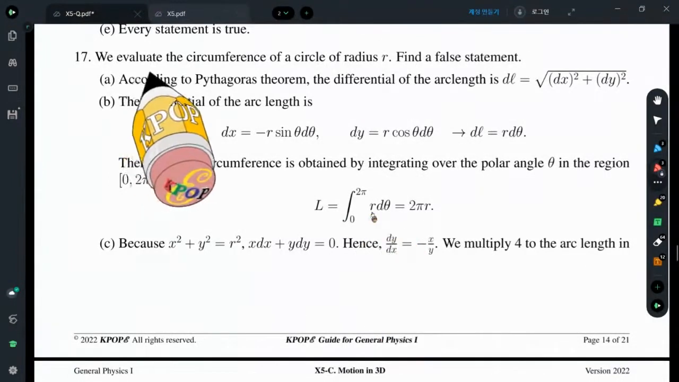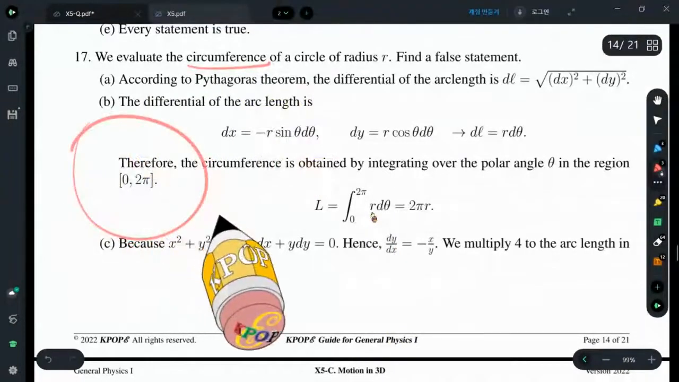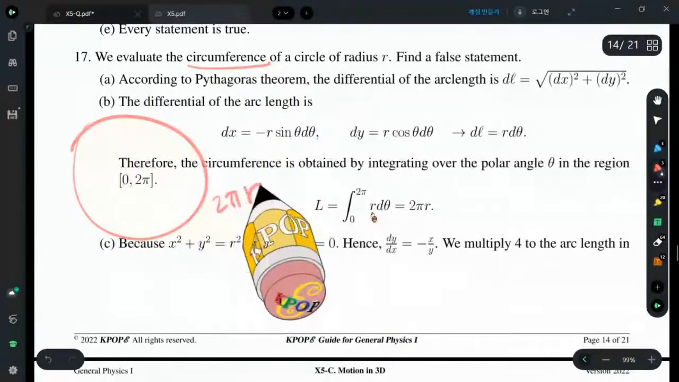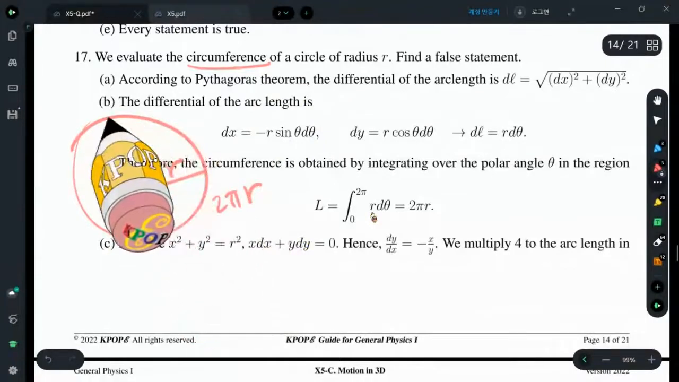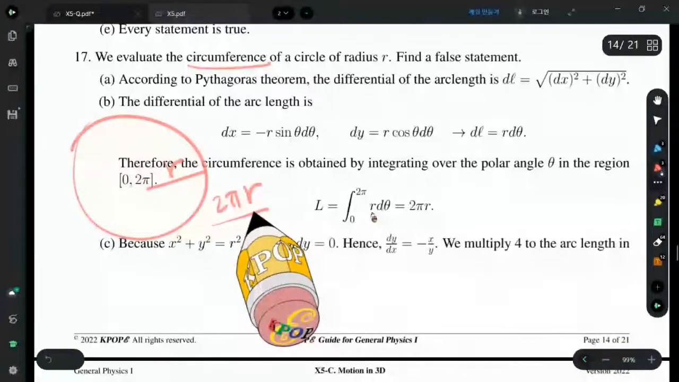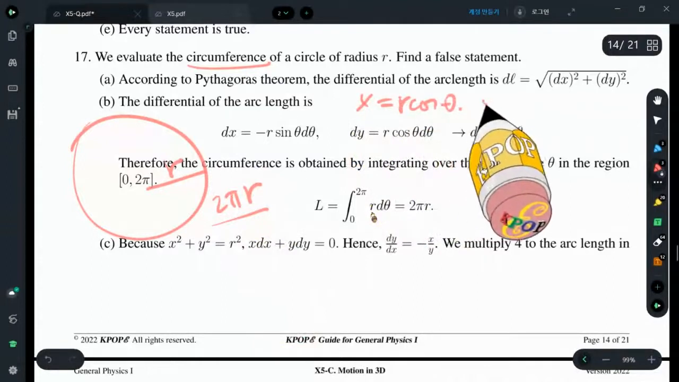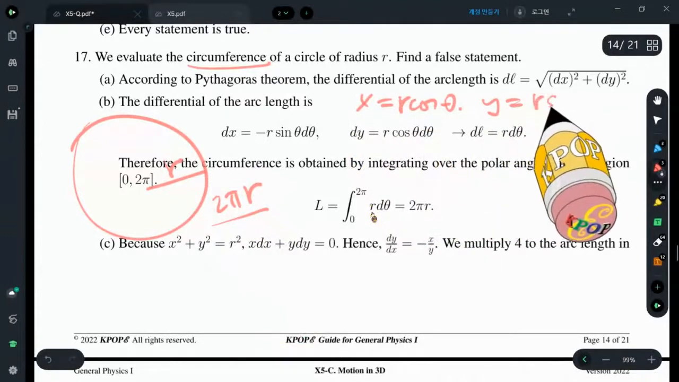Next, we evaluate the circumference of the circle. You memorize this, the 2 pi r. This radius is r. The circumference of the circle is 2 pi r. But let us compute this explicitly. We have x equals r cosine theta and y equals r sine theta.